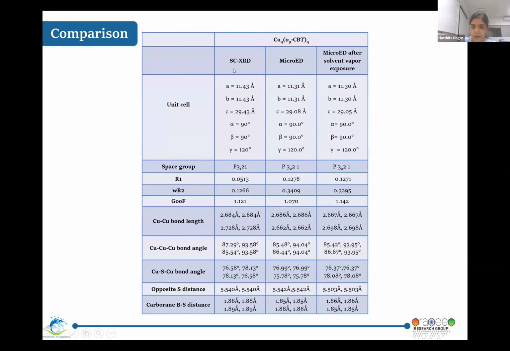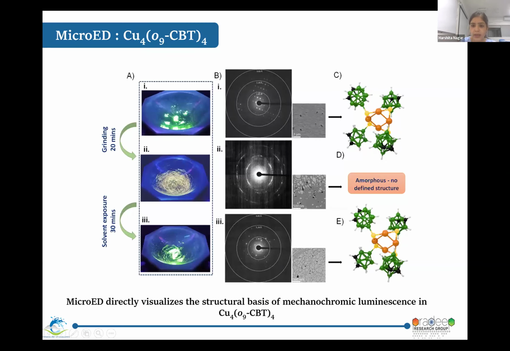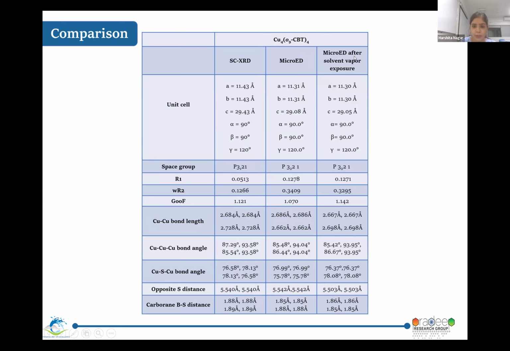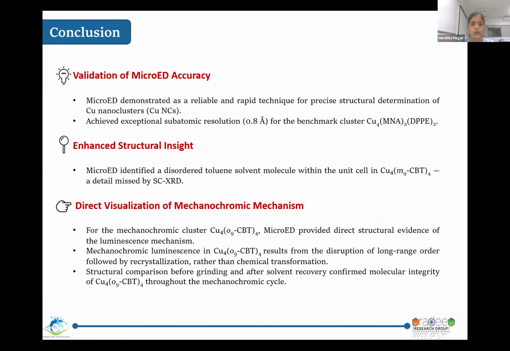Then we compared the single crystal XRD results with two sets of data: the microED structure before grinding, and the microED structure after solvent vapor exposure. In all the cases, we are able to get a similar unit cell and similar space group. So the conclusion of my work is, first, with our first example, validation of microED accuracy. MicroED demonstrated itself as a reliable and rapid technique for precise structure determination of copper nanoclusters, and we were able to get a good atomic resolution of 0.8 angstrom for the copper 4 MNA2 nanoclusters, and for the other two also, we were able to get around 0.8 to 0.9 angstrom resolution.